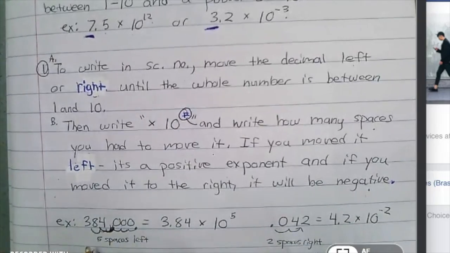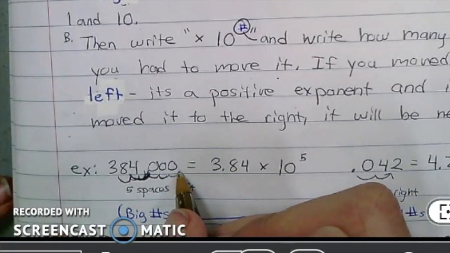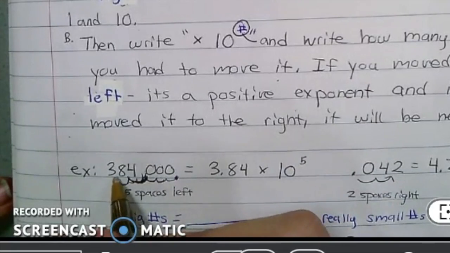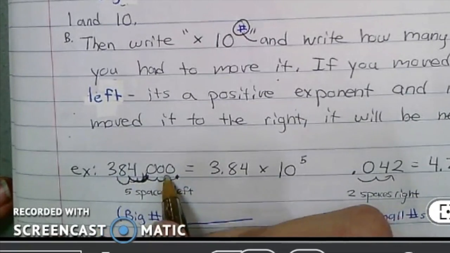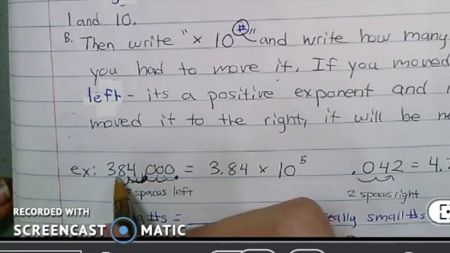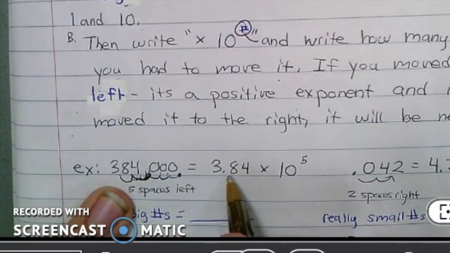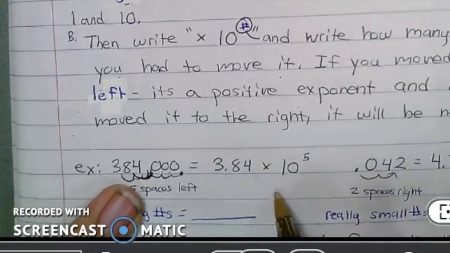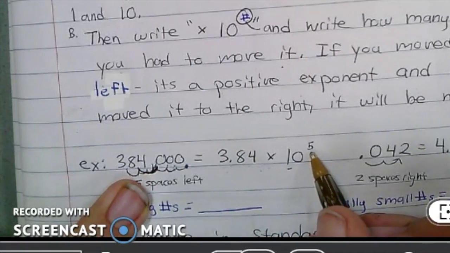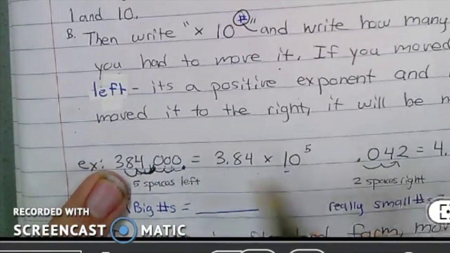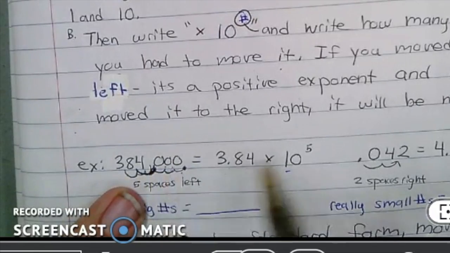Okay, so let's look at an example. So we have 384,000. So here's my decimal right now. I want to move it till it's right here between where there's only one whole number. Okay, between these two numbers. So I'm going to go 1, 2, 3, 4, 5 spaces. Then I'm going to write it with my decimal place there, 3.84. I don't need to write all the zeros. And then I'm going to write times 10. I always write times 10. And then I give it the exponent of however many spaces I did. So I moved it 5 spaces. And since I moved it to the left, it's going to be positive. Or since I started with such a big number, I know that it's going to be positive.